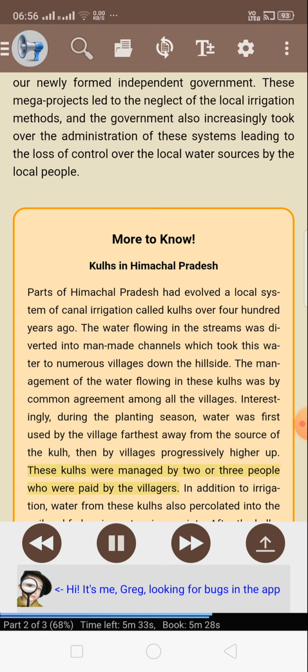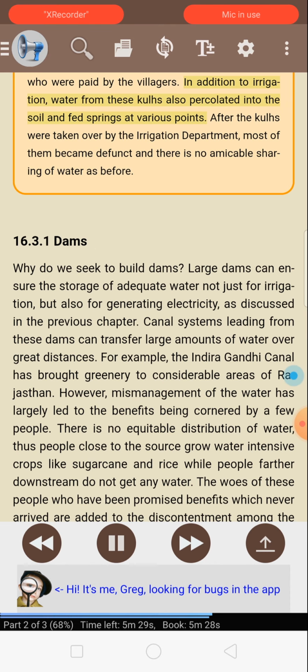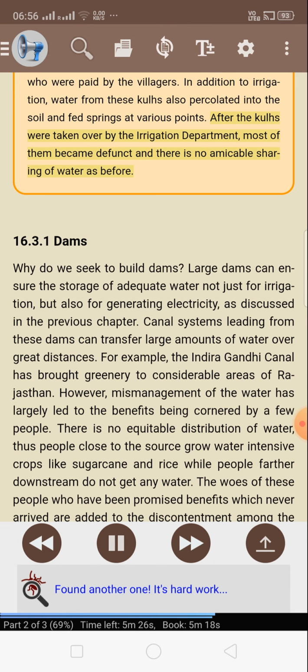These Kuhls were managed by 2 or 3 people who were paid by the villages. In addition to irrigation, water from these Kuhls also percolated into the soil and fed springs at various points. After the Kuhls were taken over by the irrigation department, most of them became defunct and there is no amicable sharing of water as before.